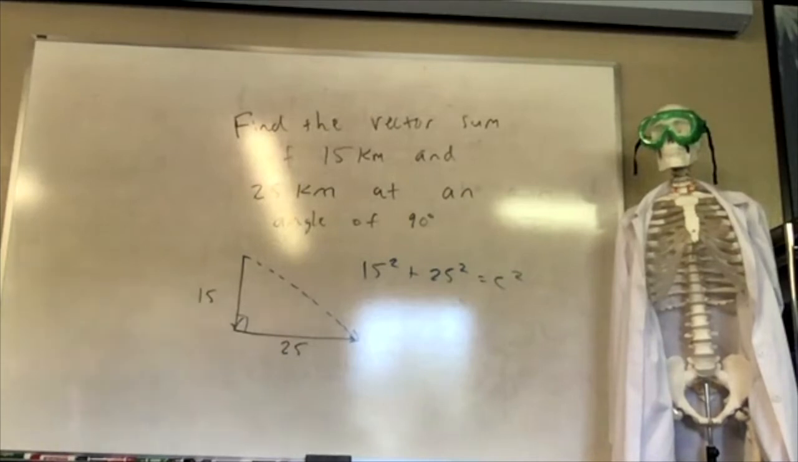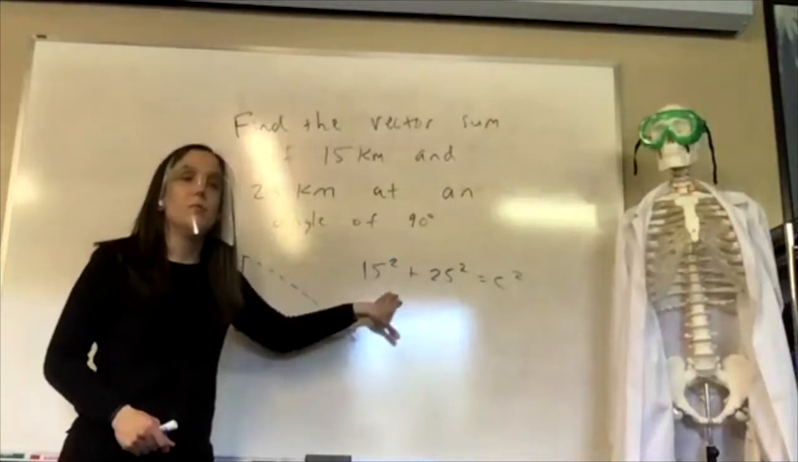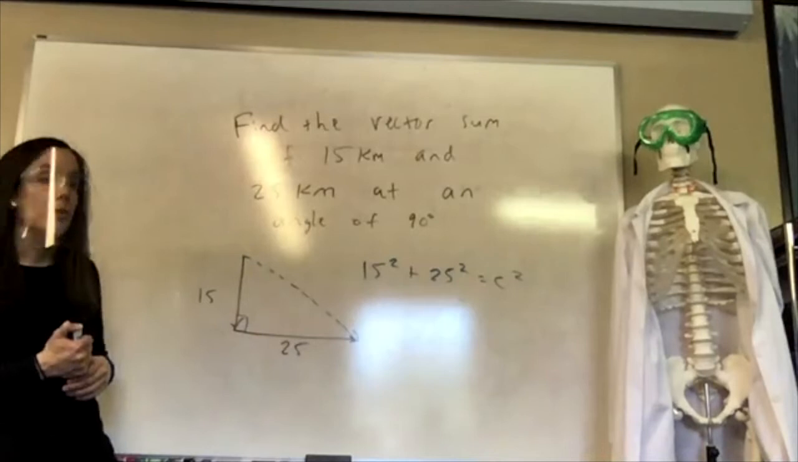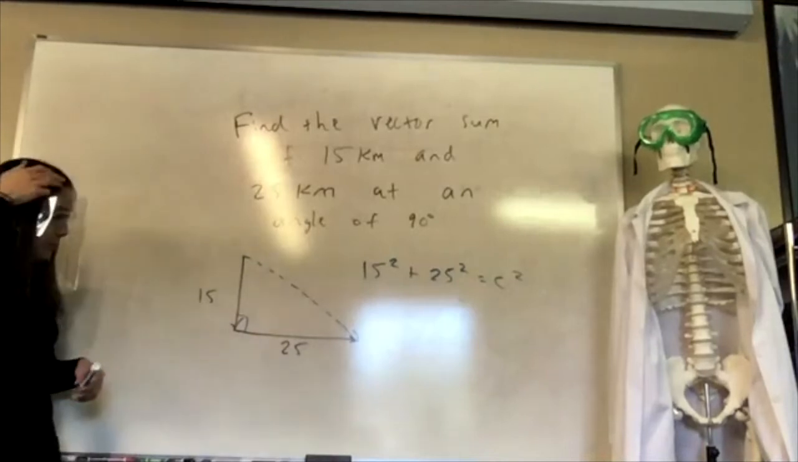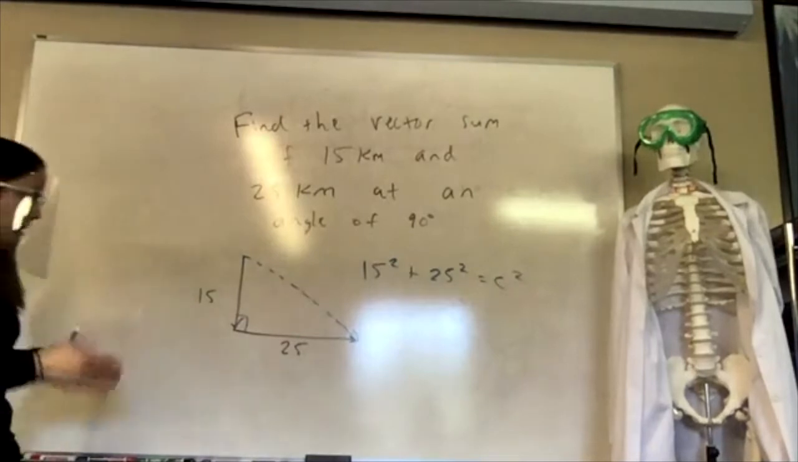Very good. And then with sig figs, there's just 2 here. So you have to have 2 for our answer. So what is it? Okay, good. So we got 29 for our answer for that one. So that's pretty basic stuff. We know how to do that.